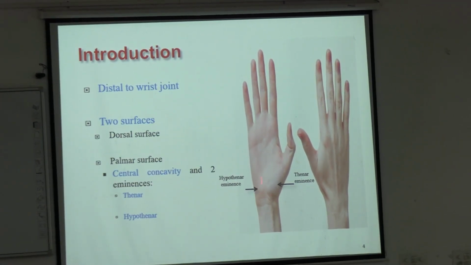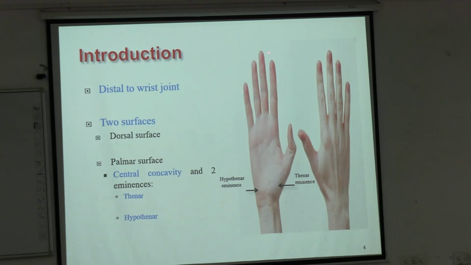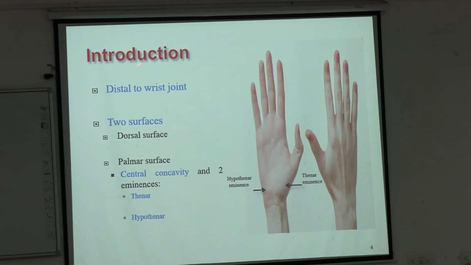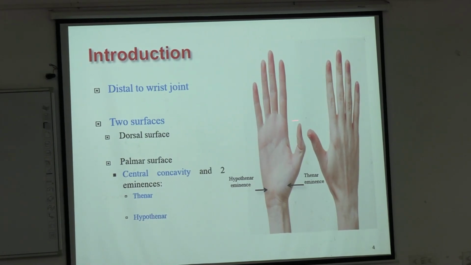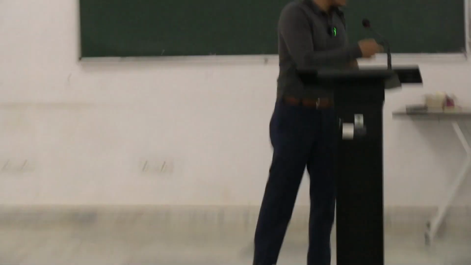So beyond this wrist joint, we have this particular area limited by the digits. We call it the palm or palmar surface. It has two surfaces: what you are seeing here is the palmar surface, and the back side we call the dorsal surface. On the palm there are three prominent elevations, two on the sides, and in the central part we have a depression.